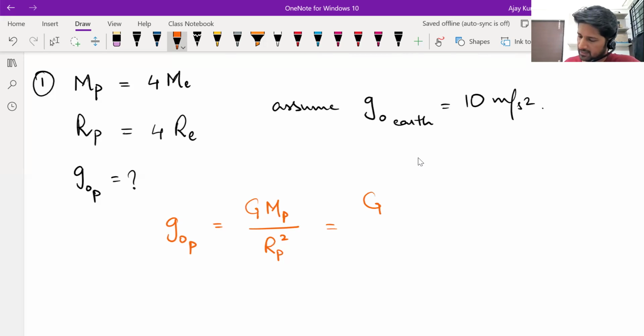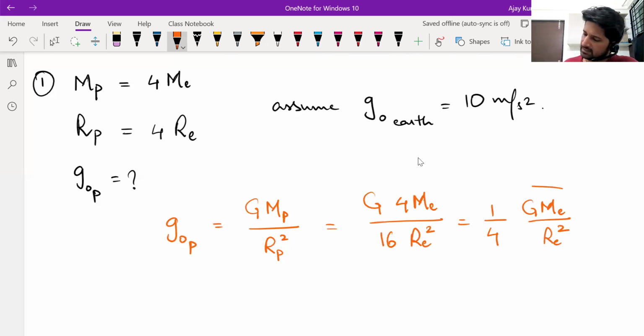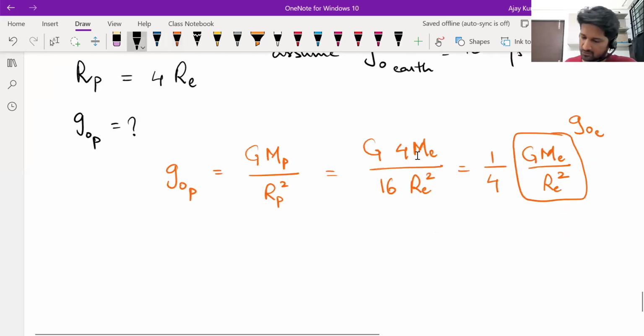G into mass of the planet is 4 times the mass of Earth, divided by radius of planet, which is 4 times the radius of Earth. When you square it, it becomes 16 times Re square. 4 by 16 is 1 by 4. So it is 1/4 of G mass of Earth by radius of Earth squared. And G into mass of Earth by radius of Earth squared is gravity on Earth, which is 10. So the answer is 10 by 4, 2.5 meters per second square.